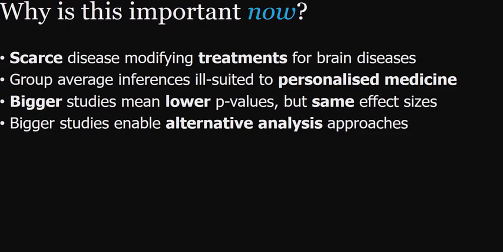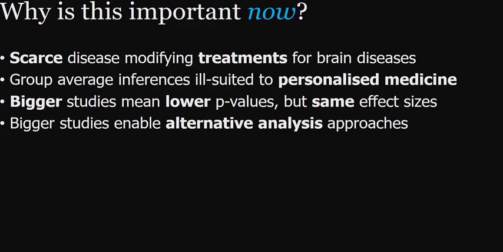So why is this particularly important at the moment? Well, there have been very few disease-modifying drugs approved for brain diseases. And as we're all probably aware, as the population is aging globally, brain diseases are becoming more and more important. Group average measures, using measures of central tendency, are ill-suited to making individualized predictions, and that's not going to help us with efforts to move towards personalized medicine.